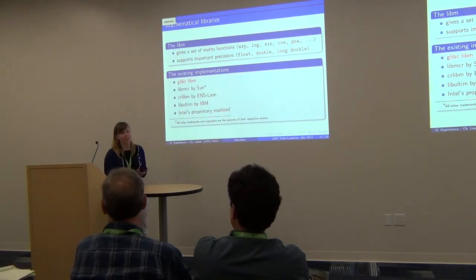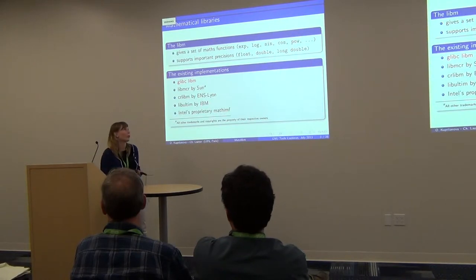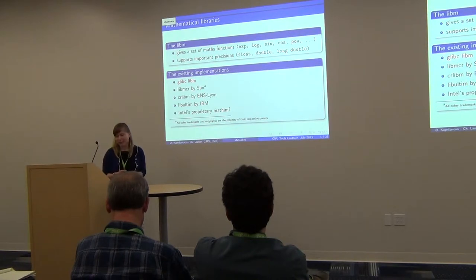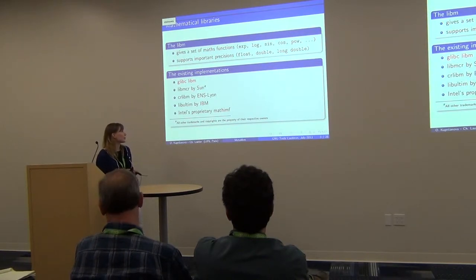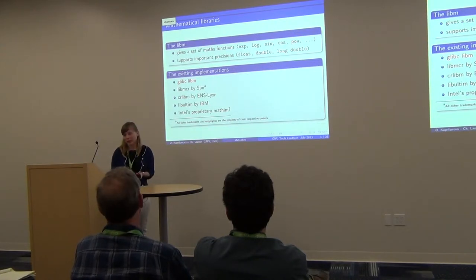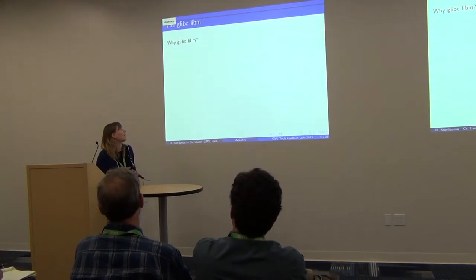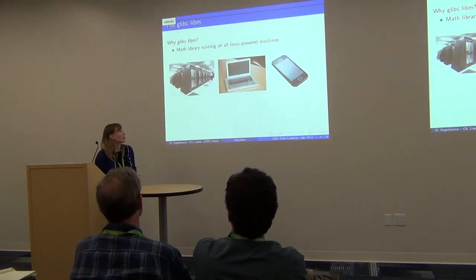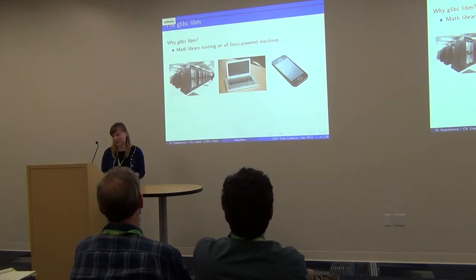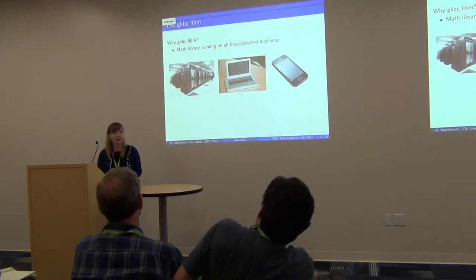The libm gives us a set of mathematical functions, and it supports important precisions: float, double, and long double. We already have some existing implementations, for example, libm by glibc, libm CR by Sun, CR libm by Ernest Leon, and some others. We will pay attention today to glibc libm, not just because it's a GNU GCC conference, but because the glibc libm runs on all Linux-powered machines, from usual PCs to supercomputers, and also on Android phones. But actually, it has a lot of problems, and there were some decisions to rewrite this library.